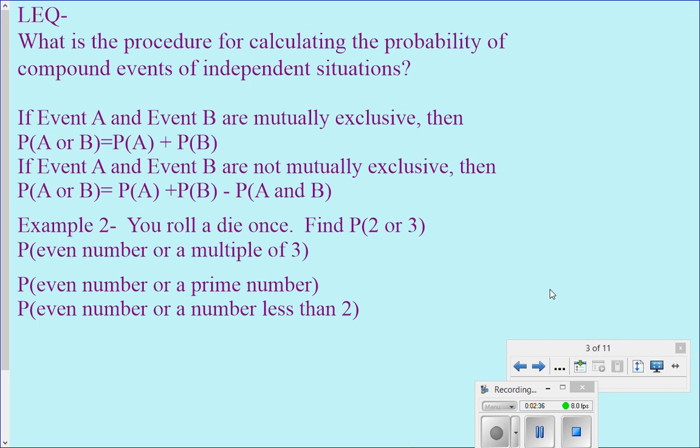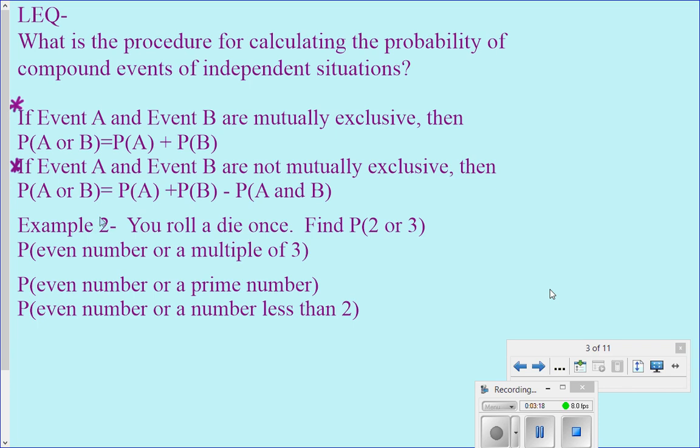Okay, so next you're going to want to put this formula into your notes. If you have two events and the events are mutually exclusive, meaning they cannot occur at the same time, then all we have to do is add the two probabilities together if we're looking for the probability of the first event or the second event. On the other hand, if the events are not mutually exclusive, meaning they can occur at the same time, and you want the probability of A or B, you cannot just add the two probabilities together. What you have to do is add the two probabilities together and then subtract the probability of both events occurring at the same time. I like to think of this as the overlap section.